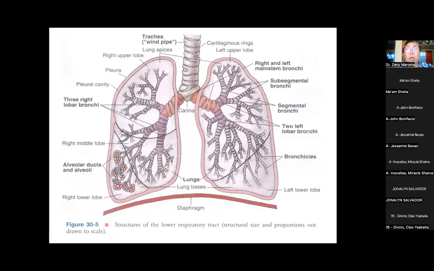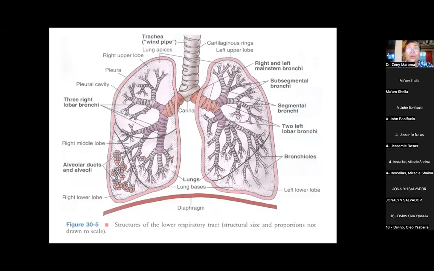Inspiration is completed. What happens during exhalation, or expiration? This time, the diaphragm will go up. So what happens now to the thorax? Because the diaphragm went up, the thorax will now decrease in size.